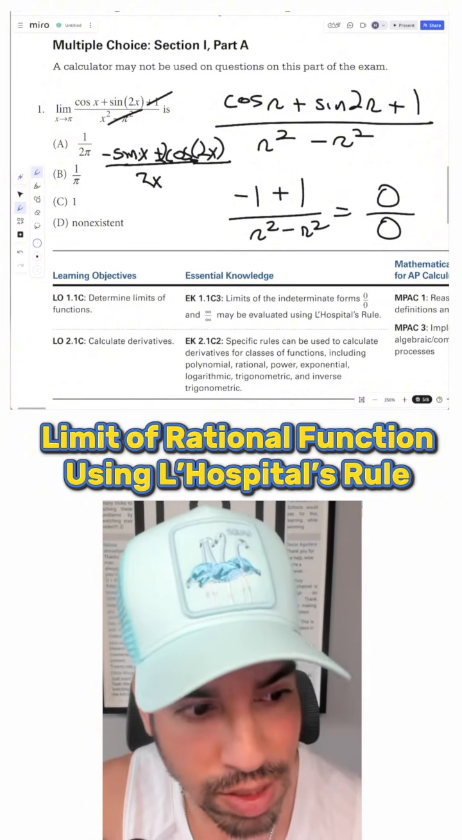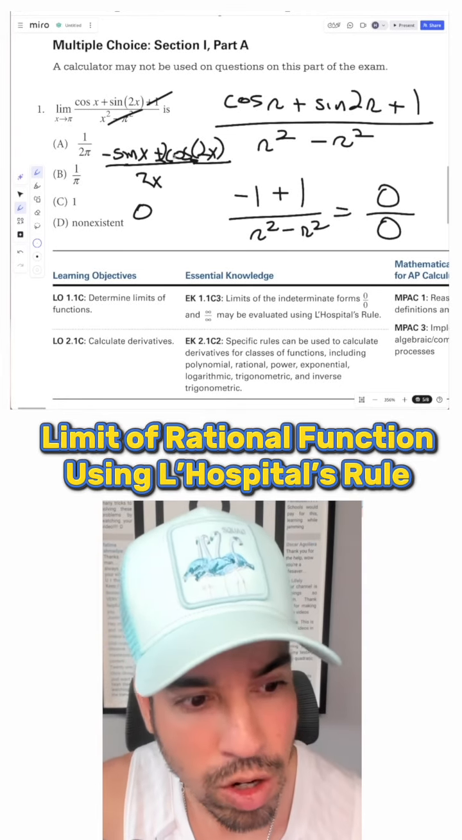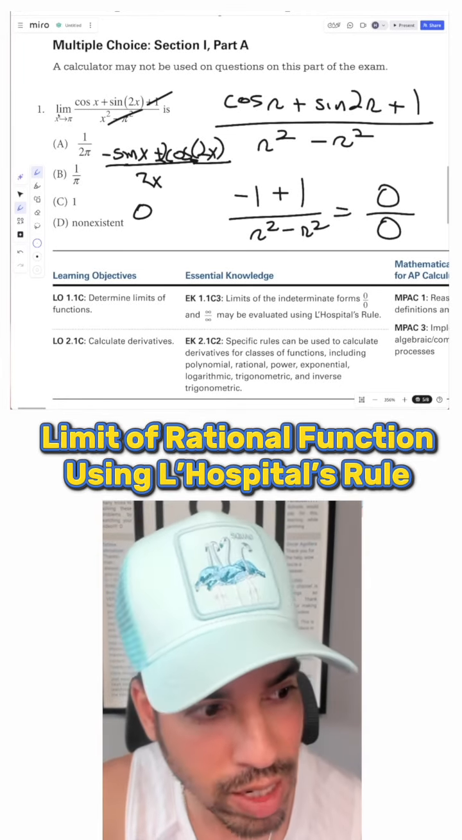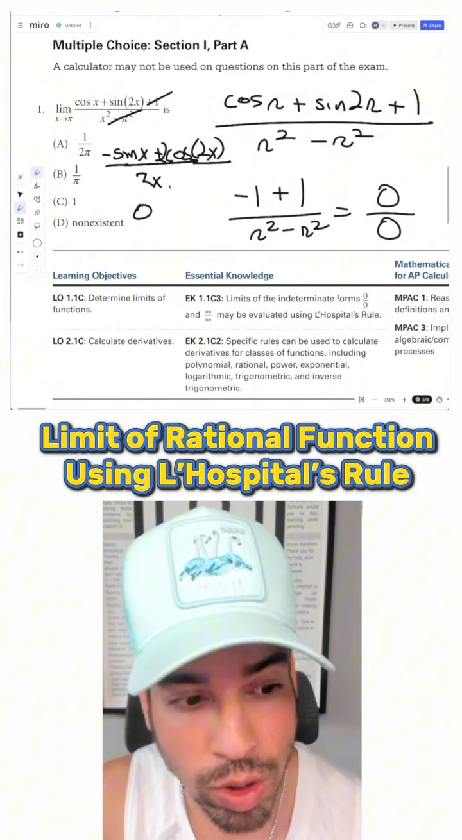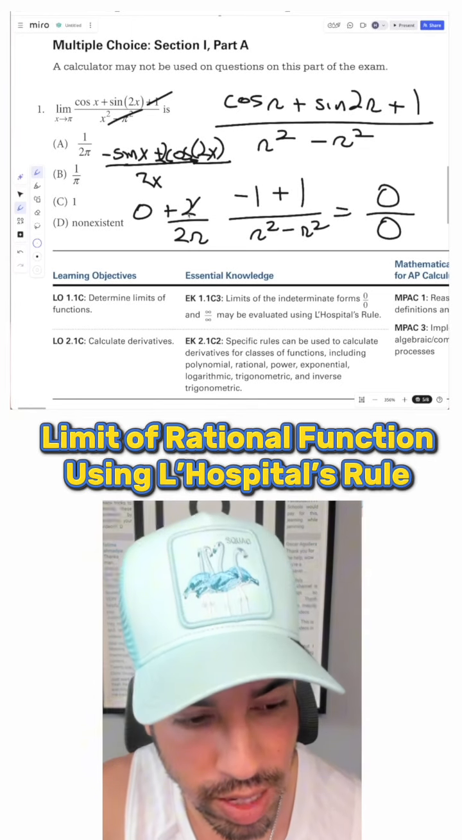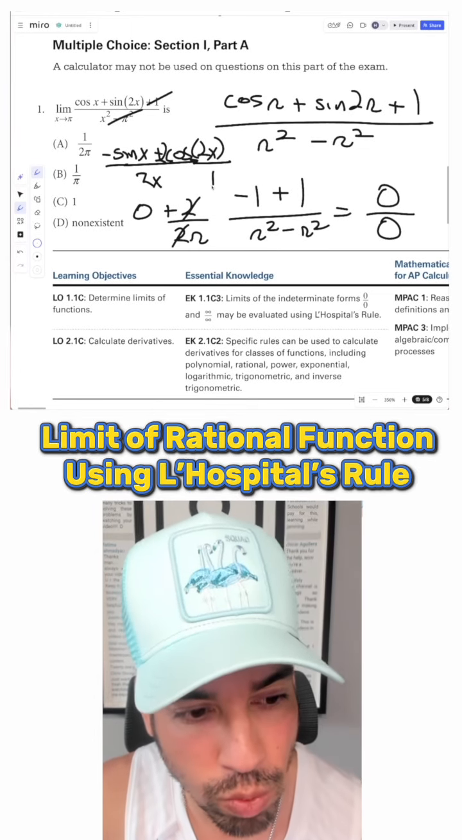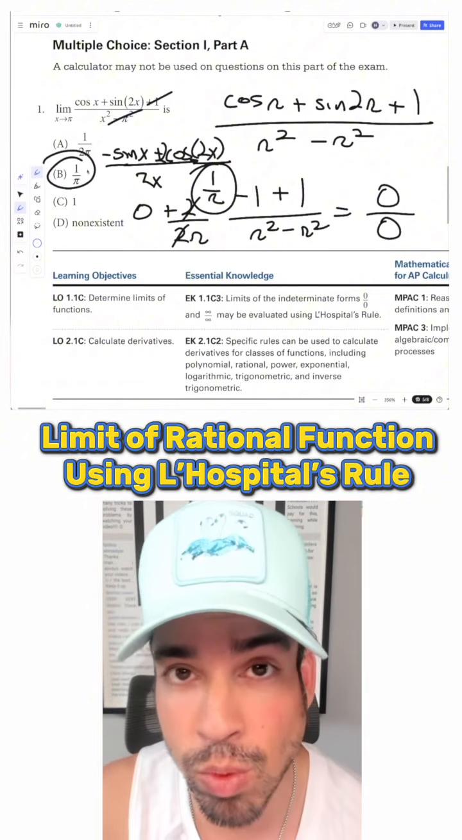So negative sine of pi, well, again, sine of pi is 0. Cosine of 2 pi, right? As we plug in pi, it'd be 2 pi. Cosine of 2 pi is actually 1. 1 times 2 is 2 over 2 pi. This cancels out, right? And we're left with 1 over pi, which means B is the winner. Done.